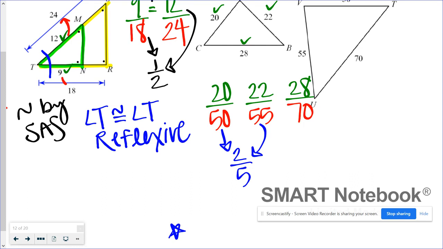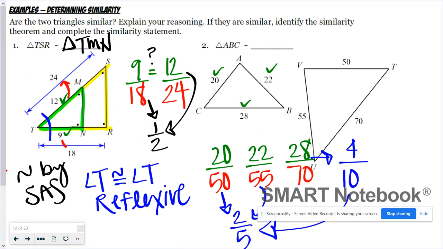Well, both of them are divisible by 7. So I would have 4 over 10, and 4 over 10 is indeed 2/5. So I can totally say that these two triangles are similar by side. I proved it by showing all three ratios had the same similarity ratio. Now I just need to write my similarity statement, okay?